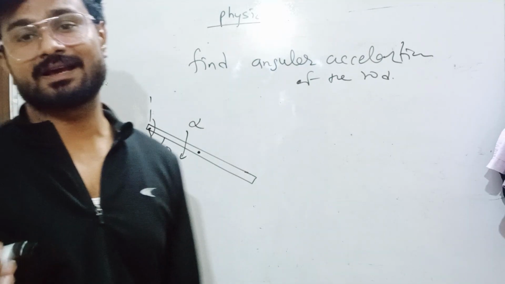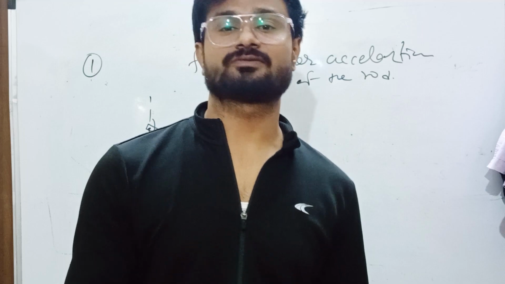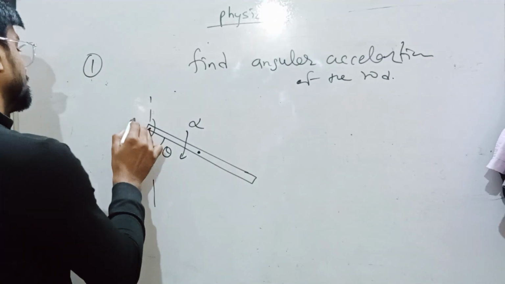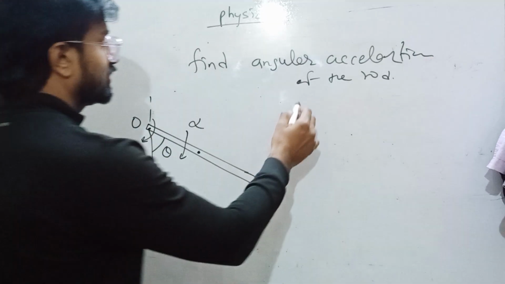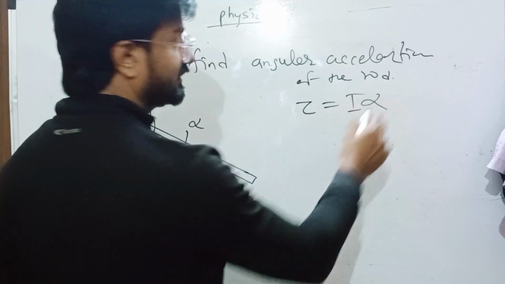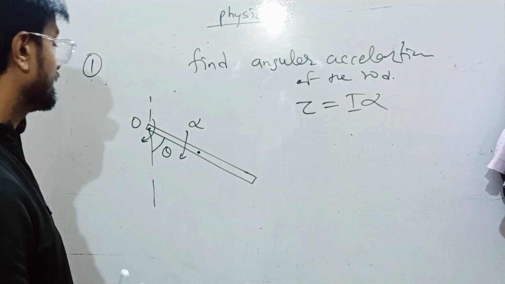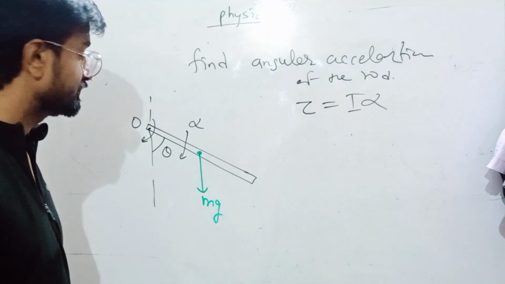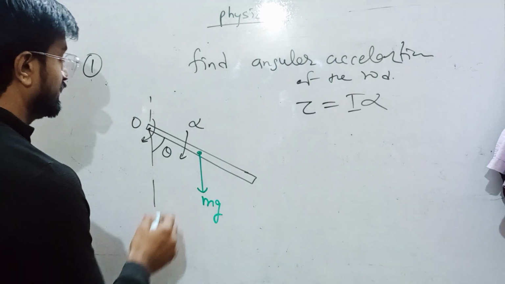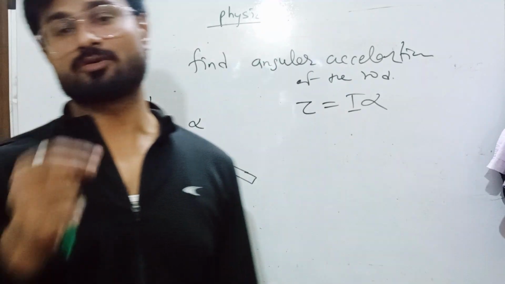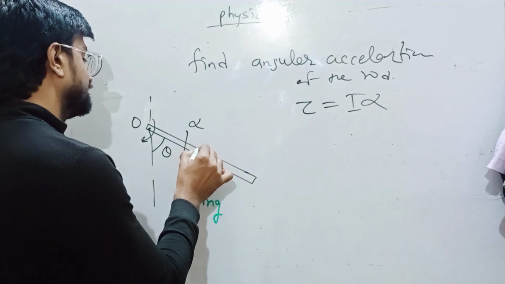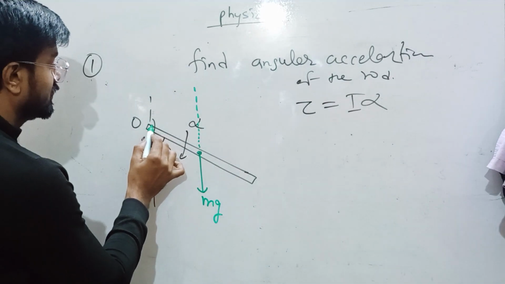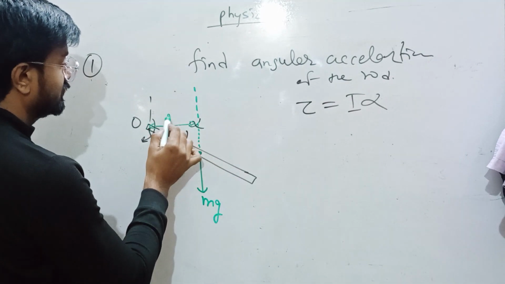We have to find the alpha again at this position, so we will apply the same concept here also. We first calculate the torque of this rod about the hinge point O. We know that torque is equal to I alpha. The torque is generated by the mg force, the gravitational force acting downward. In this case, what will be the perpendicular distance of this force? If we extend the line of force of mg upward, the perpendicular length will be equal to this length x.